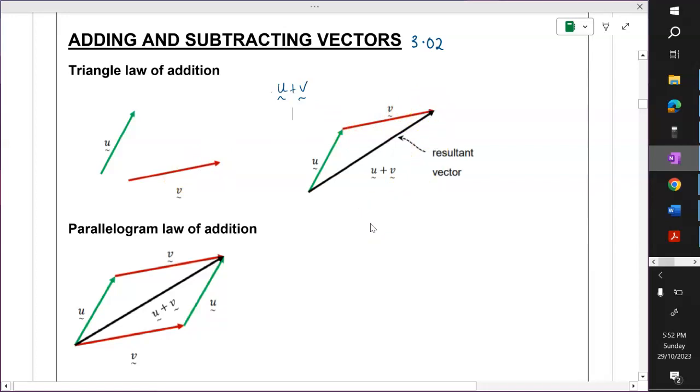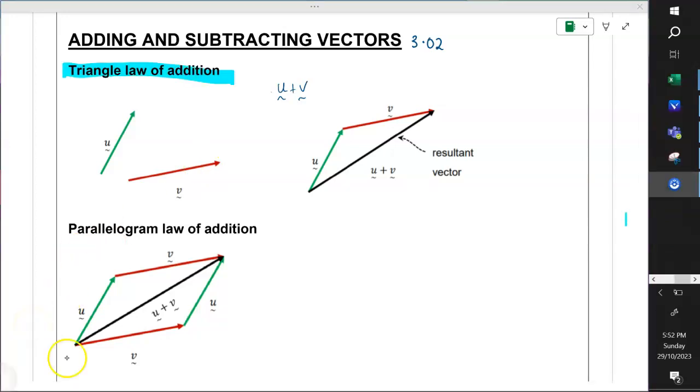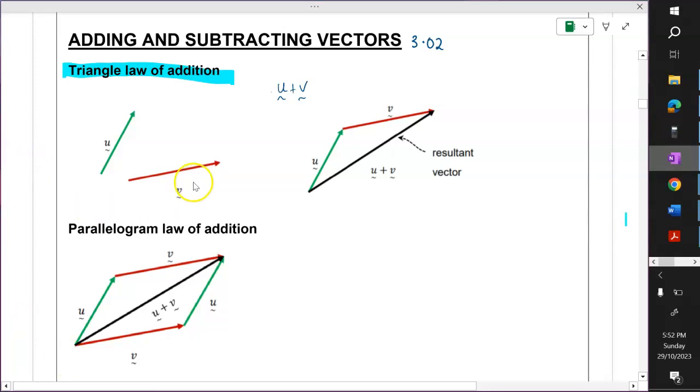So to then find the addition of those, I'm going from the tail of my first vector to the tip of my second vector and creating a new vector, and that is called vector U plus V, and that's the addition of those vectors. Very nice, simple way, and we can pick this vector up and pop it there because our vectors can shuffle around, but it's got the same direction, it's got the same size, and we haven't changed anything. That's the triangular law of addition. If you're doing physics, that's probably the way you're most likely to do your vectors.